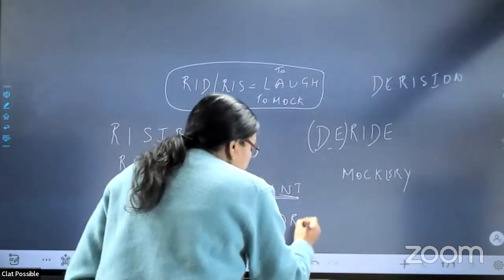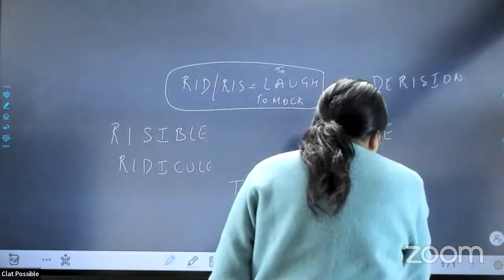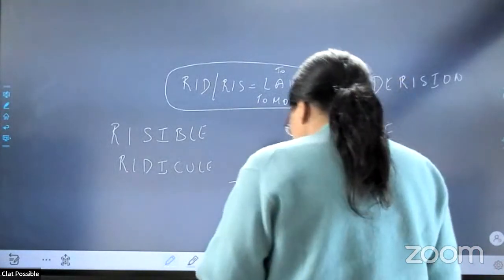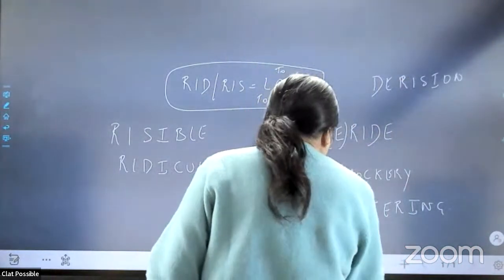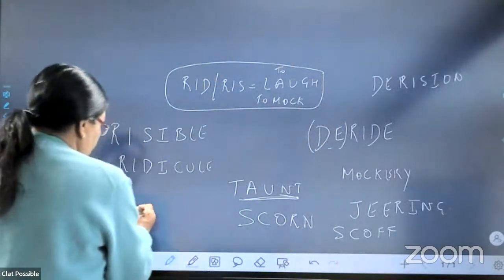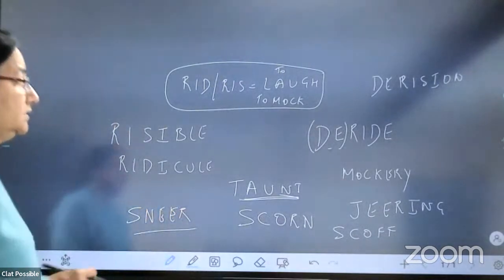Scorn. Taunt is scorning. Another word, a jeering remark. A scoff. And all of these are very important. Sneer. Sneer.